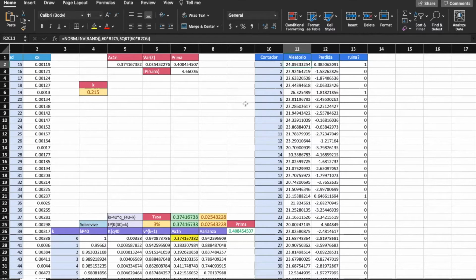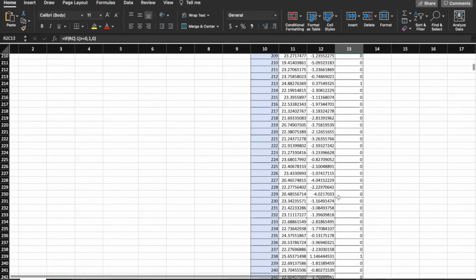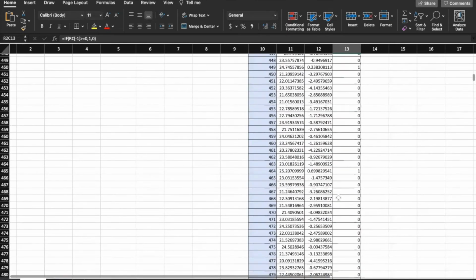So here in this part, we have a 0.38 loss. That is a loss, so we mark the ruin as 1. But in this random loss, we have an expected loss of -1, and that's not a loss, that's a gain. So we mark the gains with zeros and the losses with ones. We do that with all these simulations.